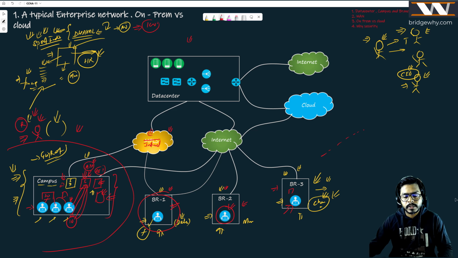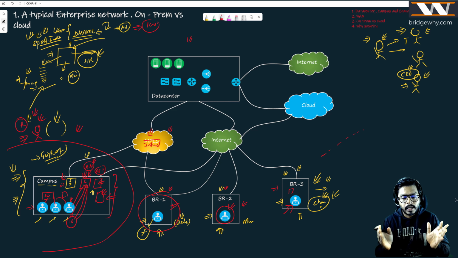But for now, Mr. Rahul's concentration is on the fact that there is a campus and there are so many branches. I need to make sure that these branches and campuses are talking together. Why? Because everybody needs to talk to these servers. It is as simple as that, right?